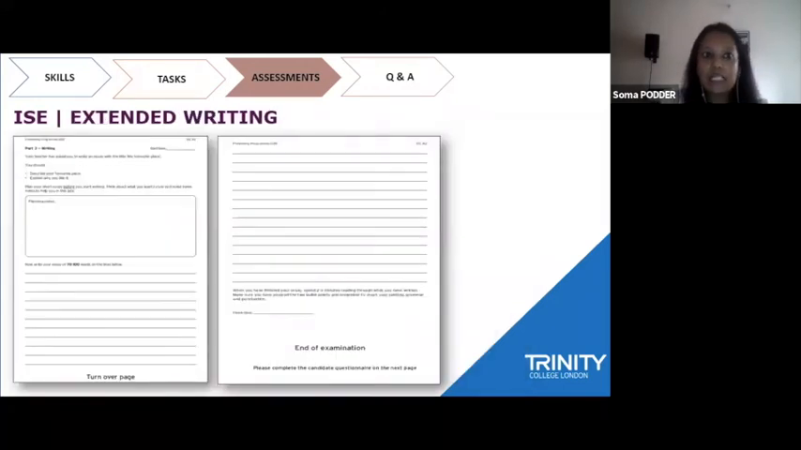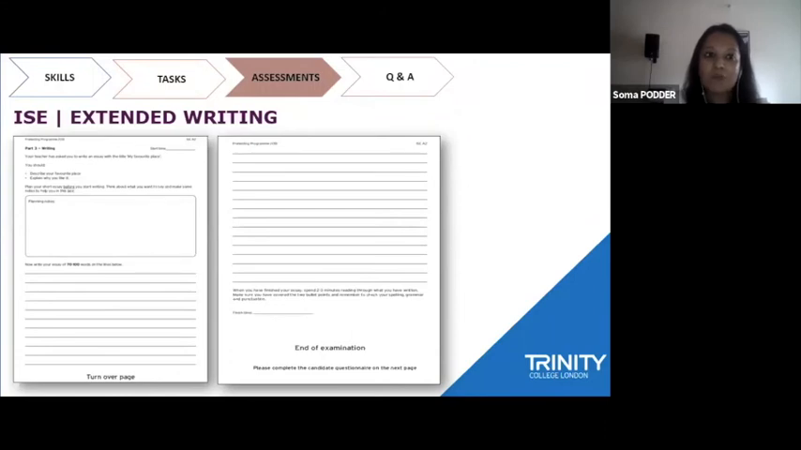The final task in ISC, the reading and writing paper, is your extended writing. It's again a free writing task. This is an independent task, so you don't have to read anything else along with this. This is more straightforward. Essay, email, article, etc.